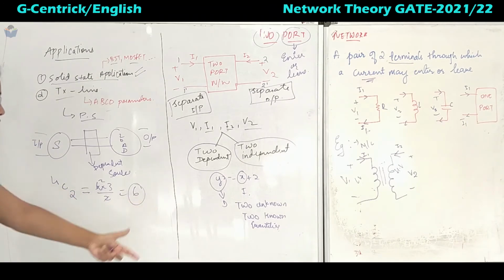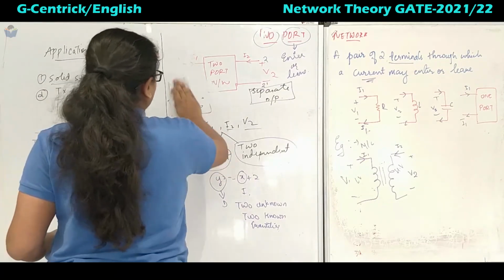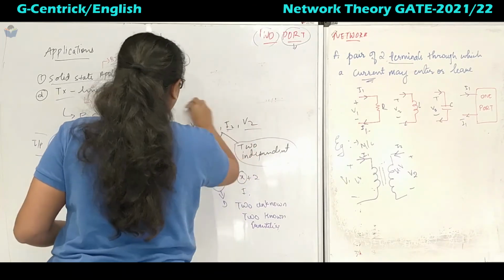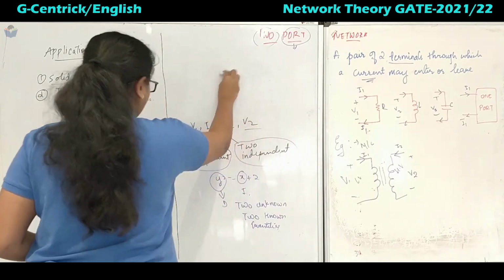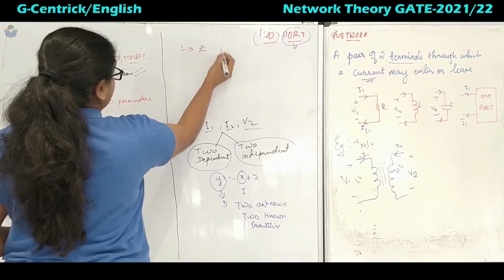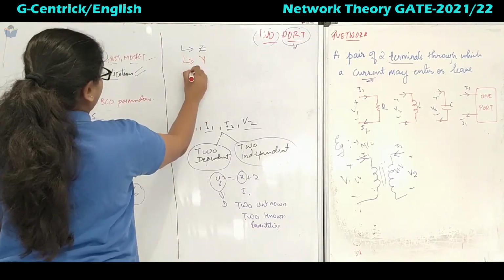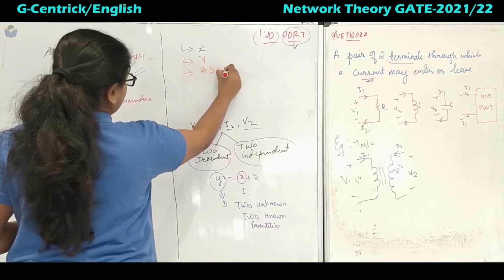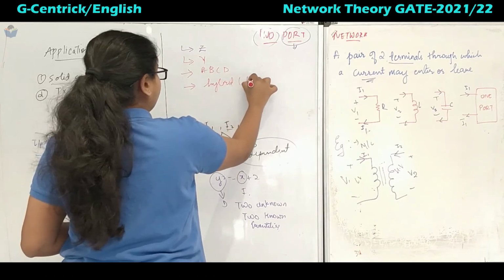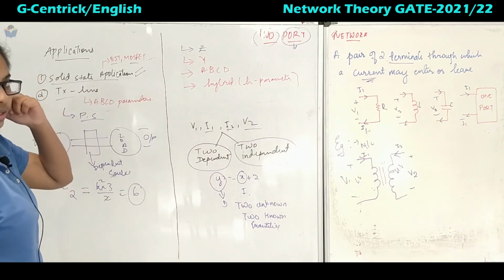Out of these 6 combinations, 4 are very important for the GATE exam. The rest 2 are not important and not many questions have been asked from those. Our first is the Z parameter. The second is the Y parameter. Third is the ABCD parameters. Fourth is hybrid, which we also call the H parameter. These 4 are very, very important for the GATE exam.